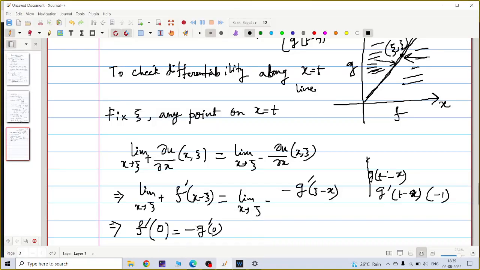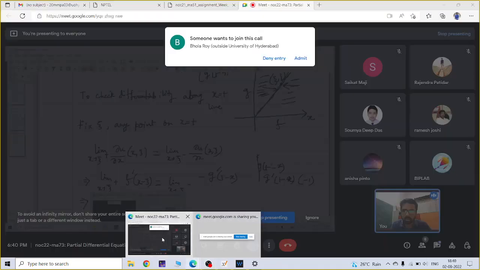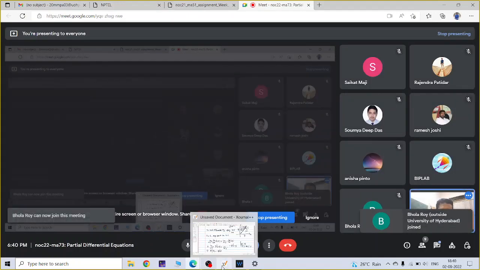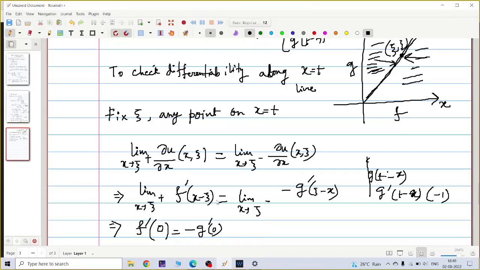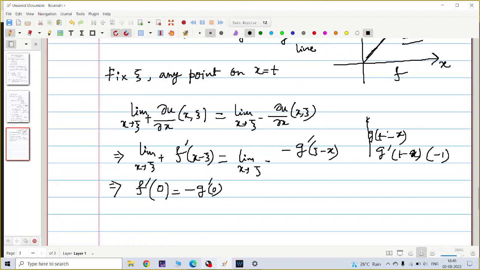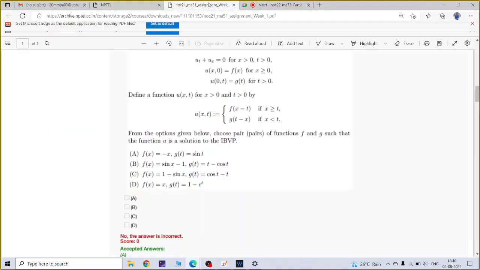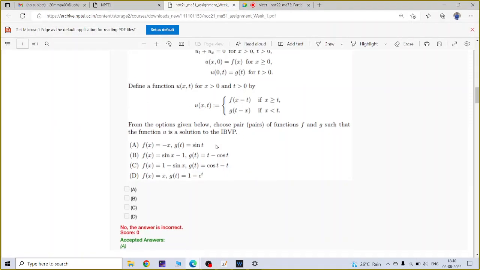Okay, fine. So I got another condition, that f dash 0 equal to minus g dash 0. Now I will again show you the options. What are the options given? Already f0 equal to g0, all the options satisfy, right?